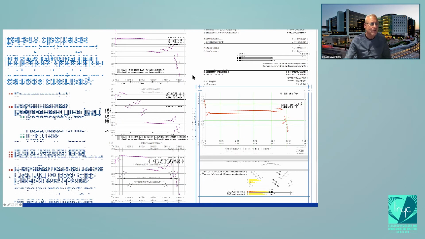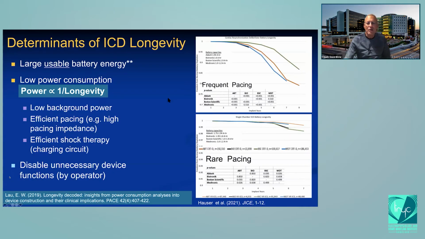Okay, boy, that looks funny. Okay, determinants of longevity. Well, the most important determinant of longevity is how big the usable battery is in the device. And we can see that, there are older papers on this, but just to let you know that hasn't changed, because in my experience, you talk to the manufacturer, their batteries don't last very long. And then they say, oh, that was last year's device, but this year's device is better, right?